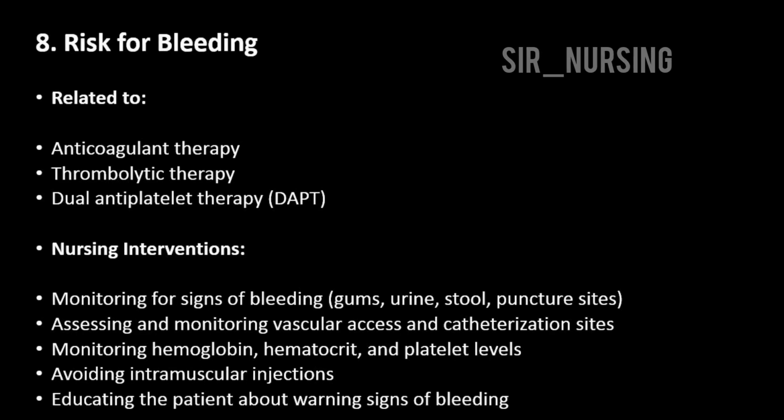8. Risk for bleeding related to anticoagulant therapy, thrombolytic therapy, dual antiplatelet therapy (DAPT). Nursing interventions: monitoring for signs of bleeding, gums, urine, stool, puncture sites, assessing and monitoring vascular access and catheterization sites, monitoring hemoglobin, hematocrit, and platelet levels, avoiding intramuscular injections, educating the patient about warning signs of bleeding.